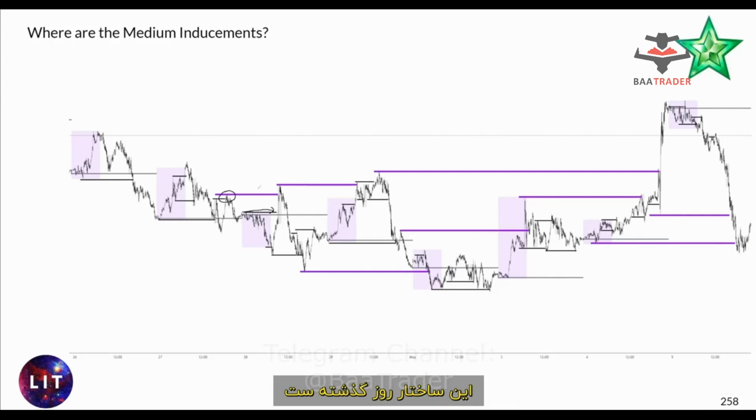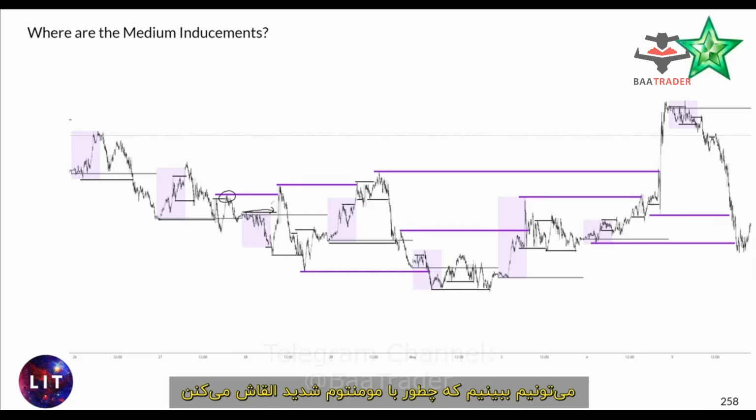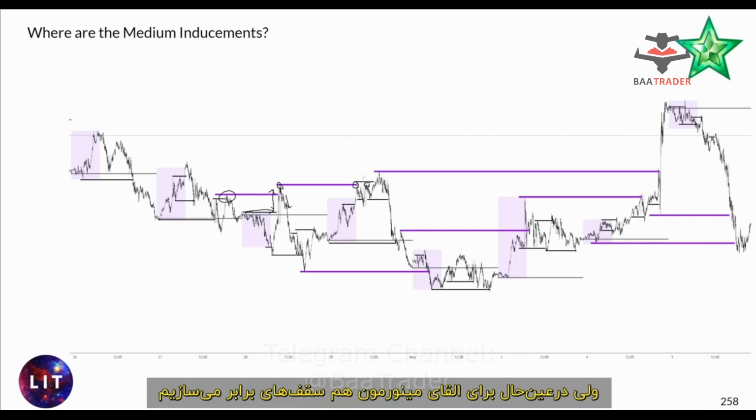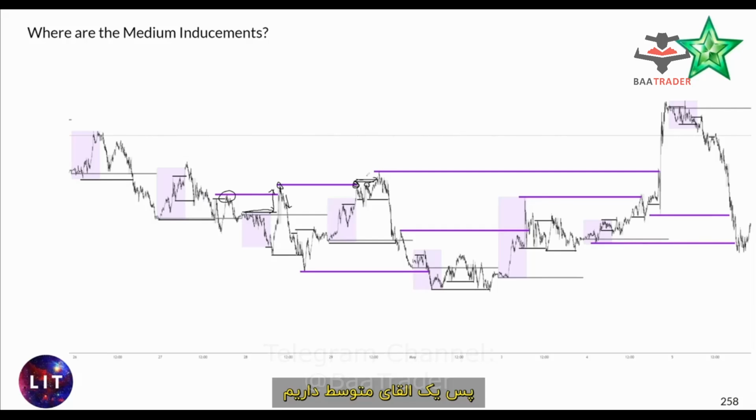This is previous day structure. And again, look, we can see how they induce it with lots of momentum before continuing in the opposite direction. And then the same here, medium inducement, but we also build equal highs for our minor inducement. So we have medium into minor, into continuing the other way.